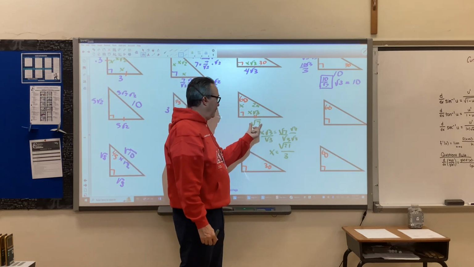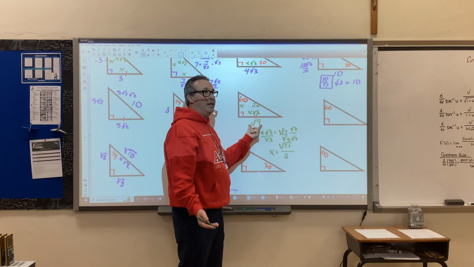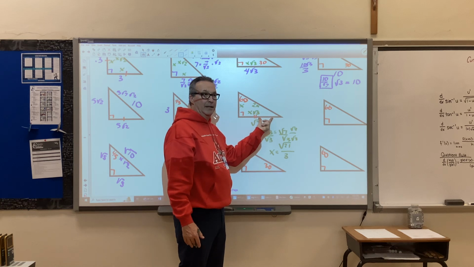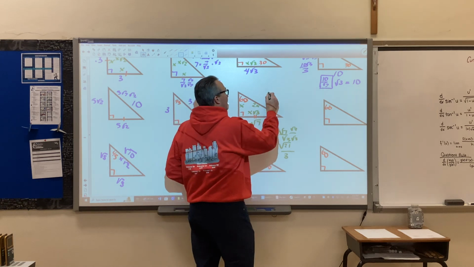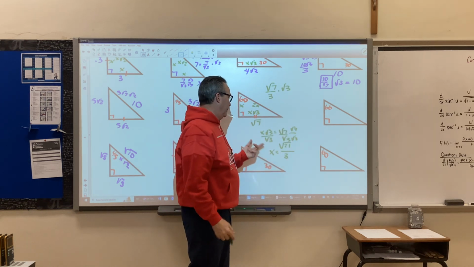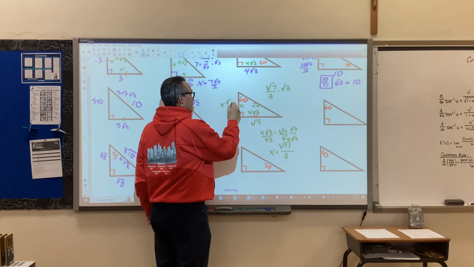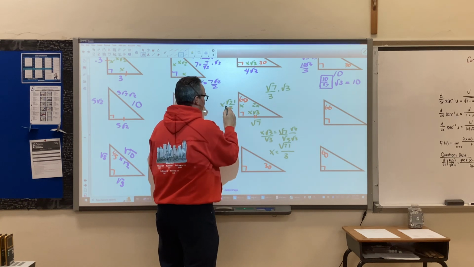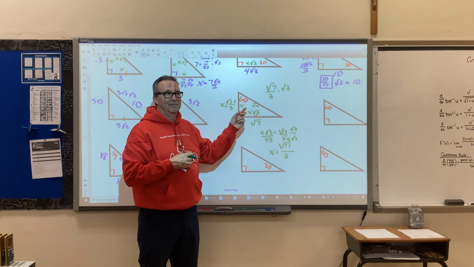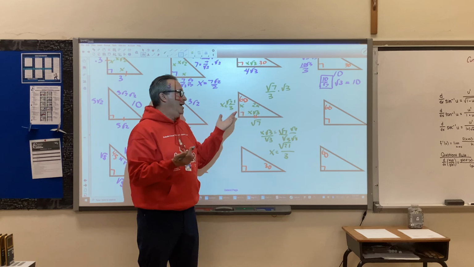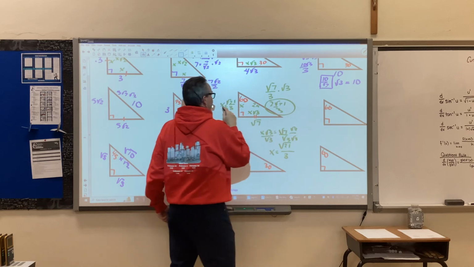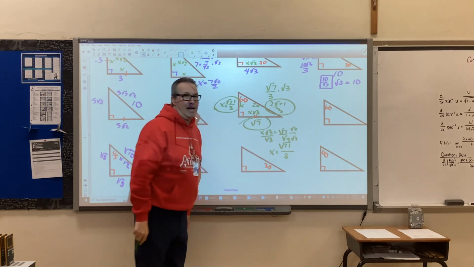We just take a third of this number, square root of 7 divided by 3, and multiply it by the square root of 3. You get the square root of 21 over 3. That's what the length of this is. How do you double it? Yeah, you just multiply by 2. 2 square root of 21 over 3. And those are the 3 sides.